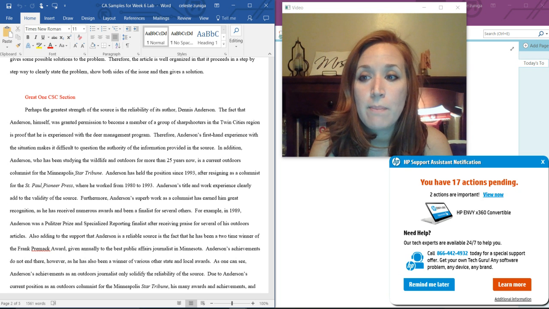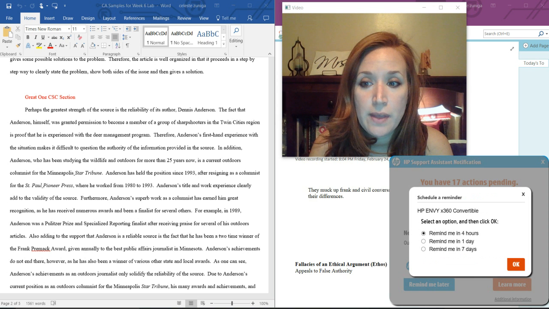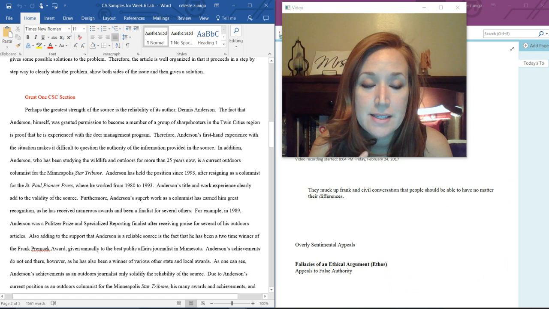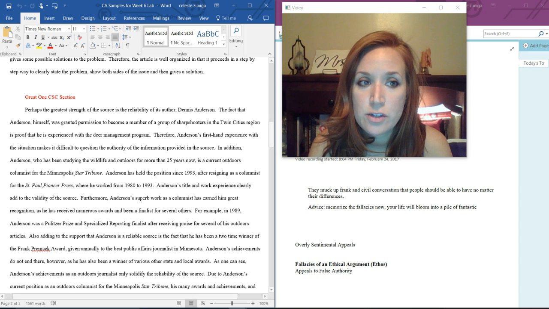But if your main claim is going to be that the author himself or herself makes the paper great, then I expect to even see deeper attribution, deeper discussion of who this author is. So let's look at what makes this great.